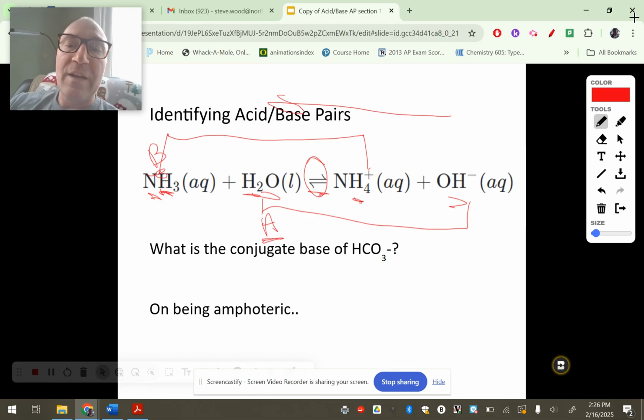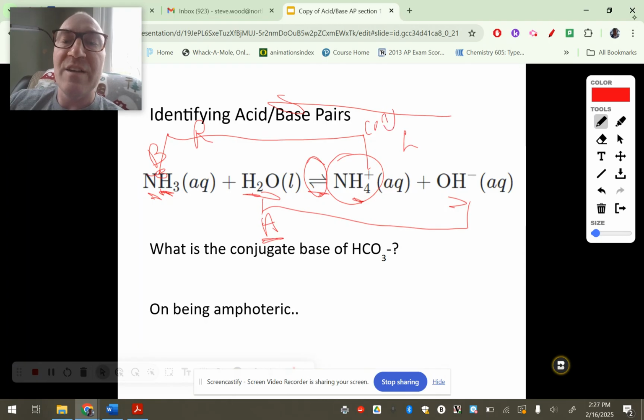So if I'm looking at it from left to right, you can see that this NH4 is losing an H, and so this is what we call an acid, but it's on the right-hand side, so we refer to this as a conjugate acid. So if it's on the right-hand side or the other side of the equation, it's called a conjugate.